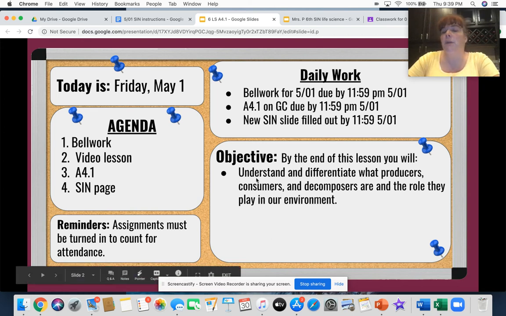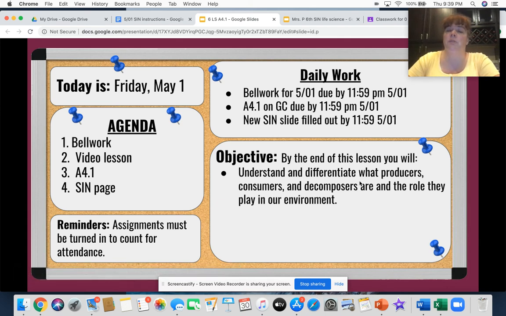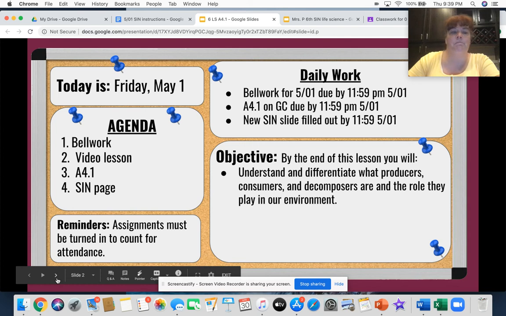So your objective, by the end of this lesson, you will understand and differentiate what producers, consumers, and decomposers are, and the role they play in our environment.